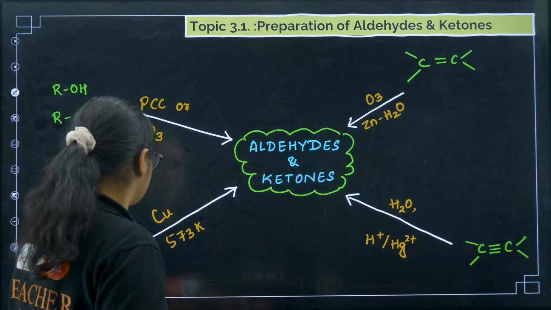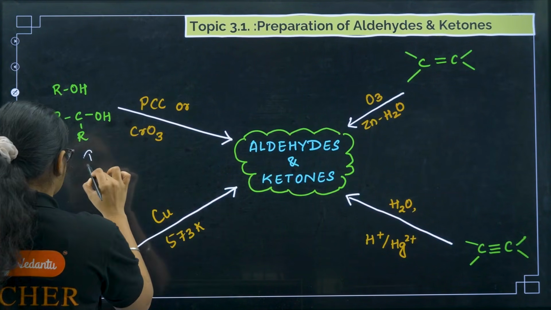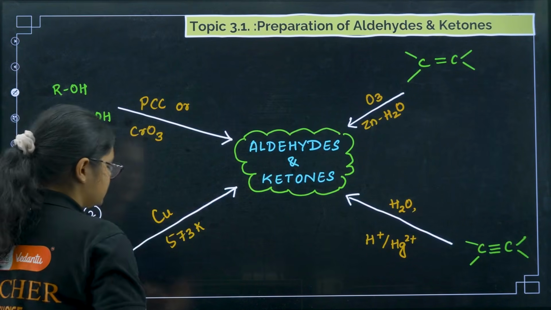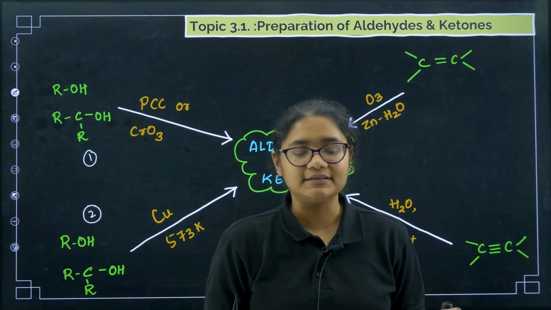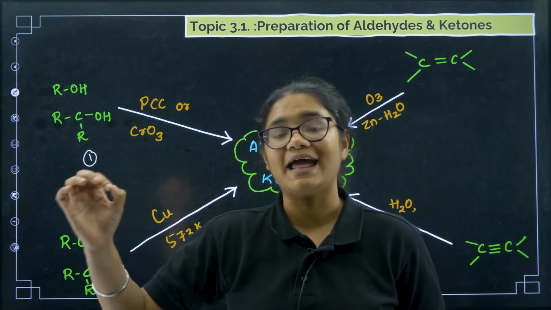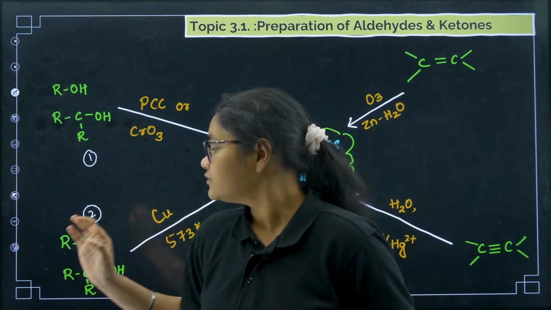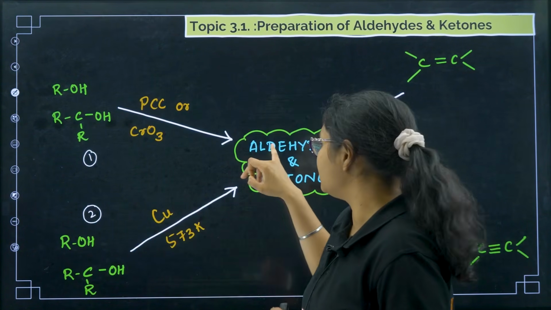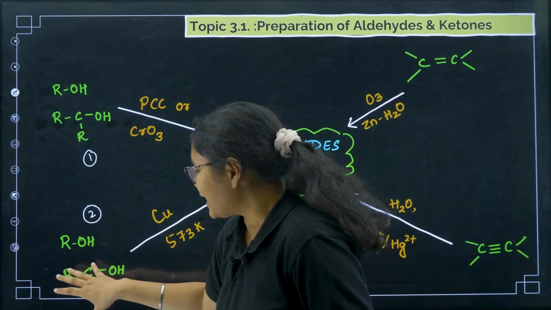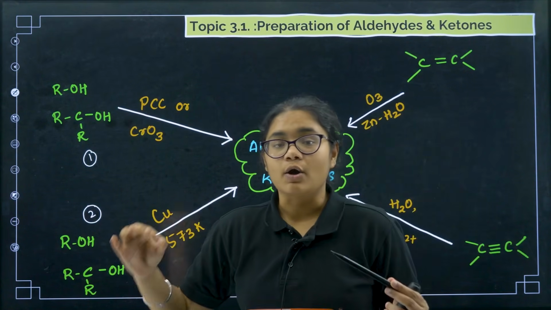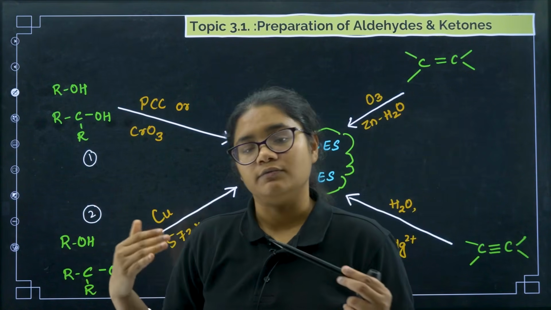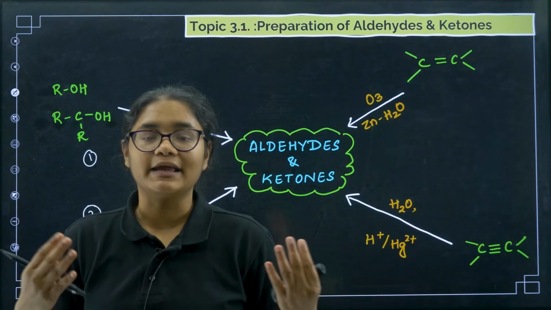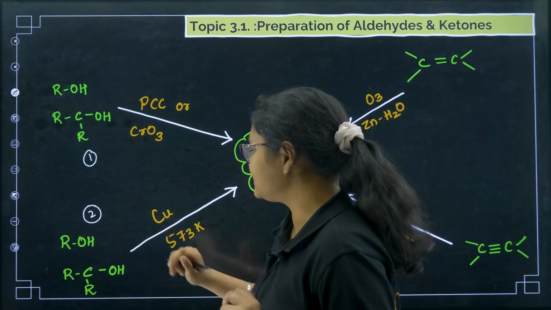Now coming to the dehydrogenation one. This is the second method, where the reagent used is copper at 573 Kelvin. If you take a primary alcohol and react with copper at 573 Kelvin, you will get aldehydes. If you take a secondary alcohol and react with copper at 573 Kelvin, you will get ketones. Clear? That is the second method.